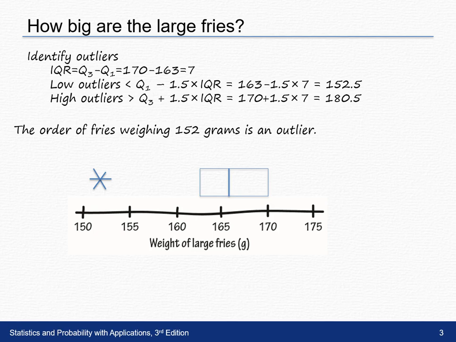Your whiskers then go to the smallest and largest, your minimum and maximum data value, that is not an outlier. So on the low end, the next value that's not an outlier is 159. So we'll end our whisker at 159. On the high end, our maximum, we can just draw to since there are no outliers.